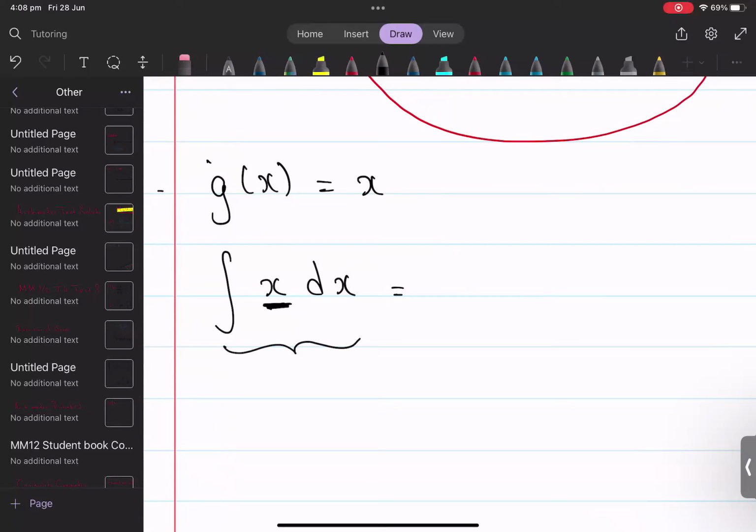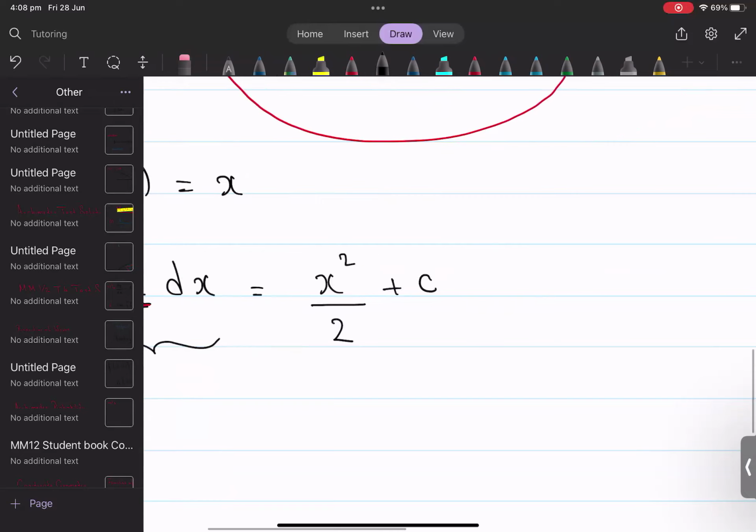So this should be something like x squared. But hang on a minute. If I take the derivative of x squared, I get 2x, which is not quite what I want here. I want x. So in order to cancel out that factor of 2 that I get when I differentiate, I need to put in a factor of 1/2. X squared on 2, and then I'll add my constant here, plus c. And please don't forget to specify that c is a real constant.